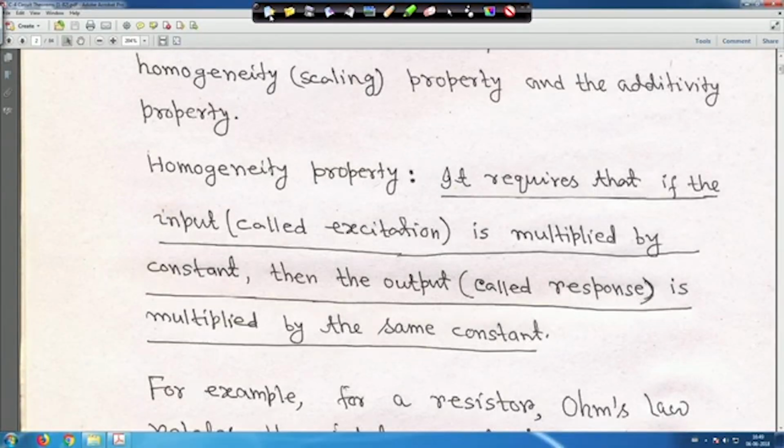Okay, so we will come to that, the homogeneity property. Basically it requires that if the input, that is called excitation, is multiplied by a constant, then the output, which is called response, is multiplied by the same constant. That is what I have underlined, right.